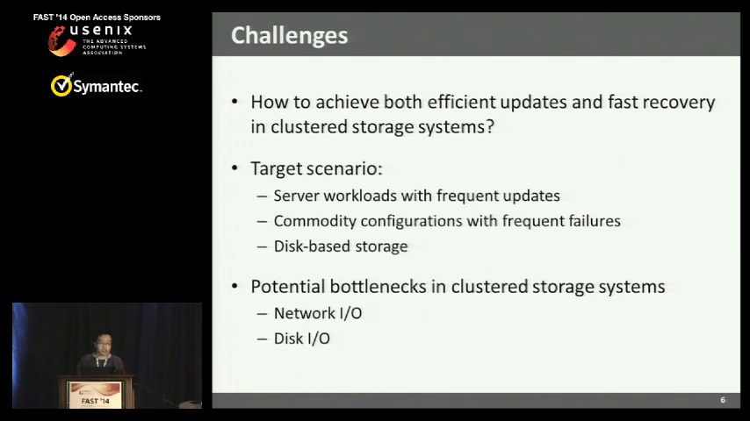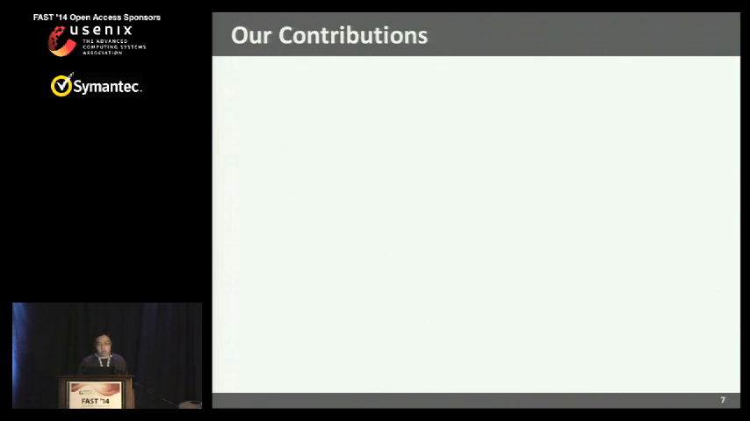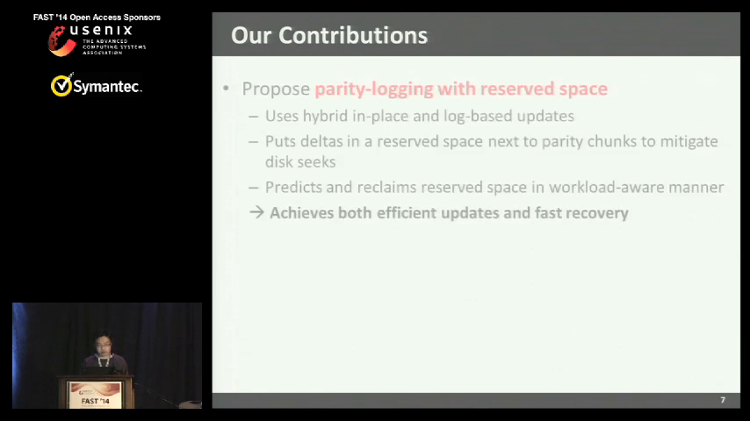We consider commodity configurations that may fail frequently, and here we look at disk-based storage. We don't assume the nodes have RAID or SSD, these types of devices. We just assume that they are regular servers with a disk-based backend. For this case, we need to address the potential bottlenecks in these storage systems, including the network I/O and also the disk I/O. So here come our contributions.